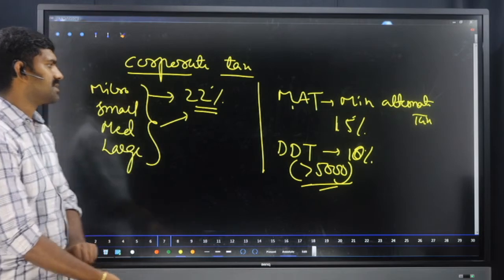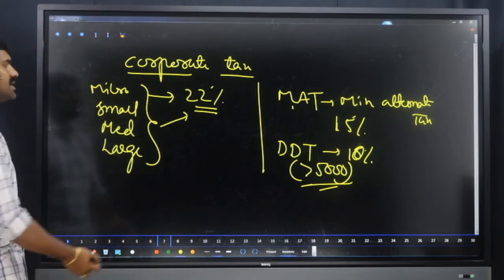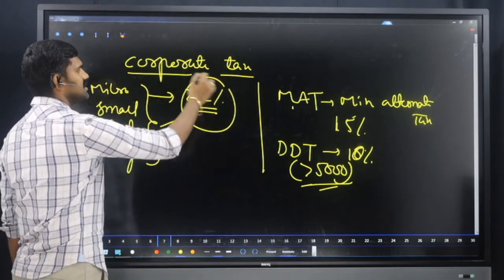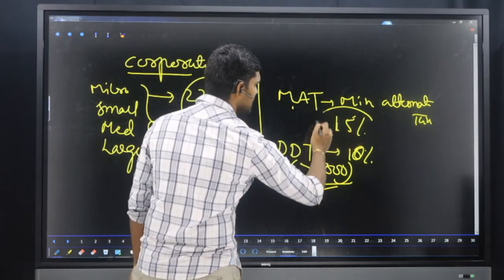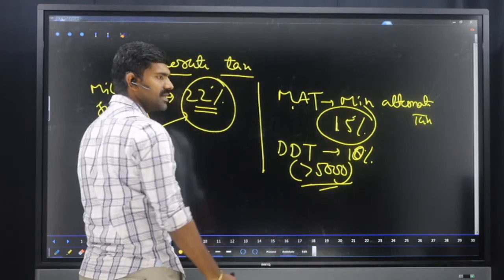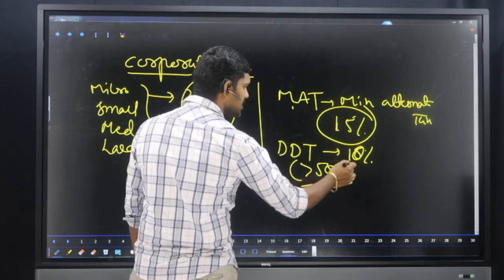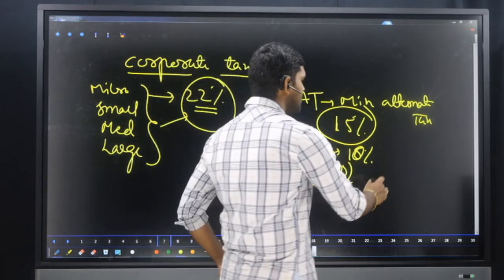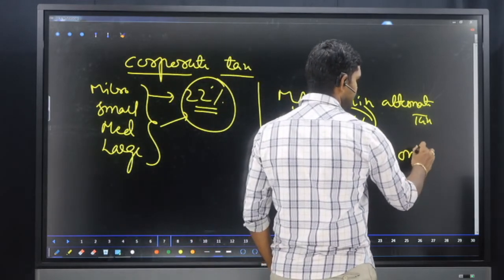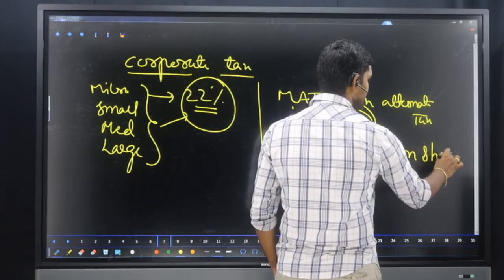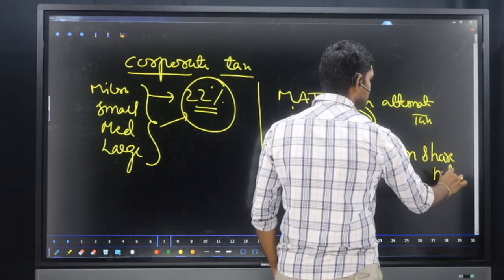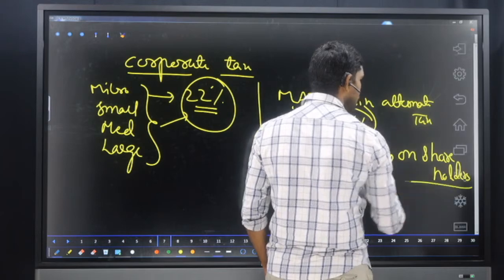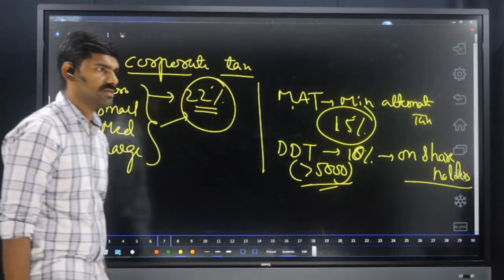Okay, just take a screenshot of this. What is important is that the tax percentage of 22% is important. Minimum alternate tax recently reduced from 18% to 15%, and dividend distribution tax is imposed on shareholders. Very important. Not on the companies, but on shareholders. Earlier it was on the companies, now it is on the shareholders.